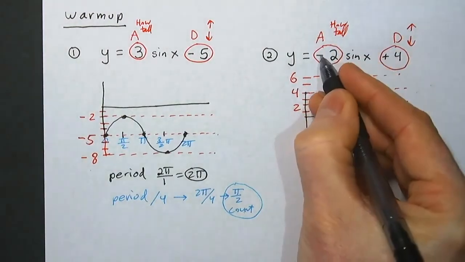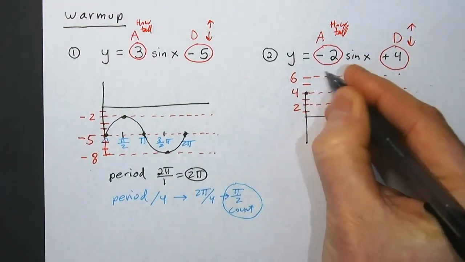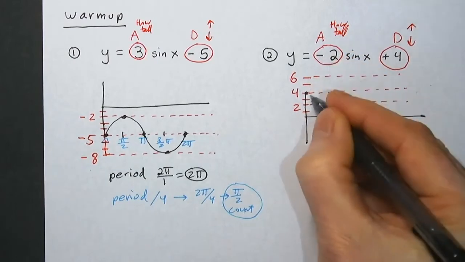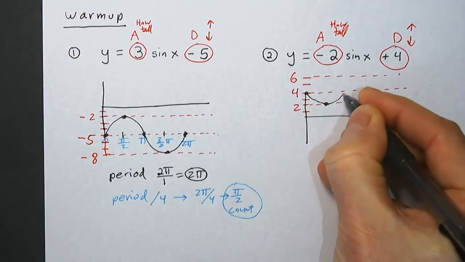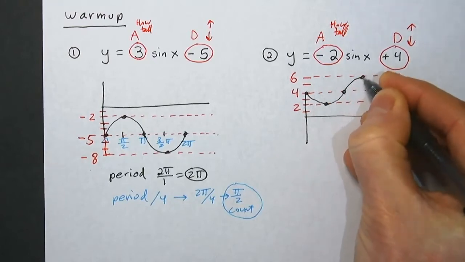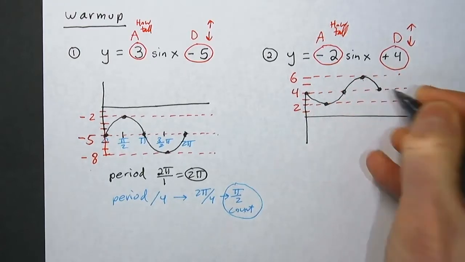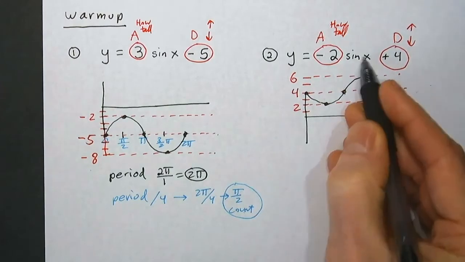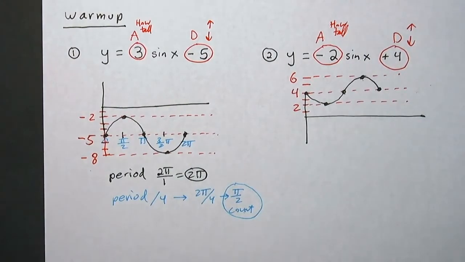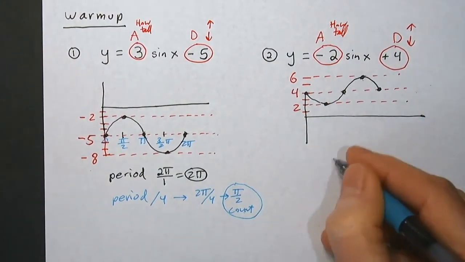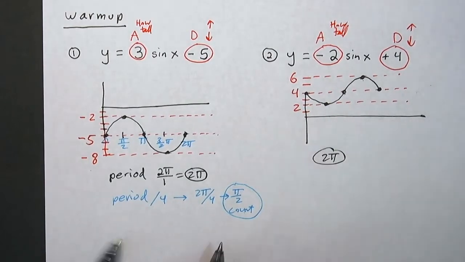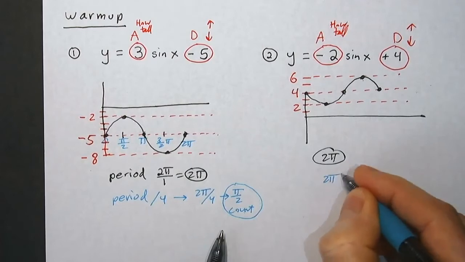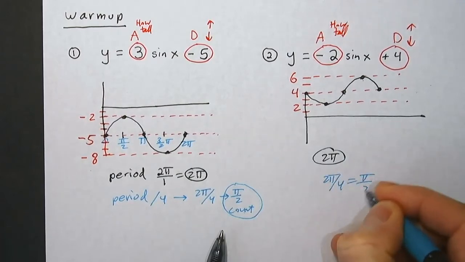This has a negative. Starting here, instead of going up, we're going to do it opposite. We're going to go down, back to the middle, to the top, back to the middle. And there's nothing in front, so it's the same numbers. Okay, so the period's still 2 pi. And cutting the pieces, 2 pi over 4 is pi over 2.